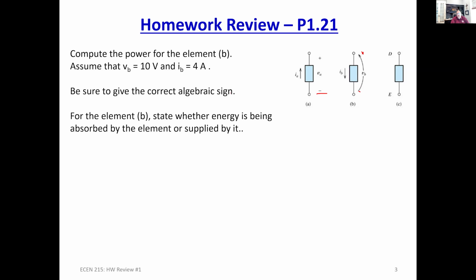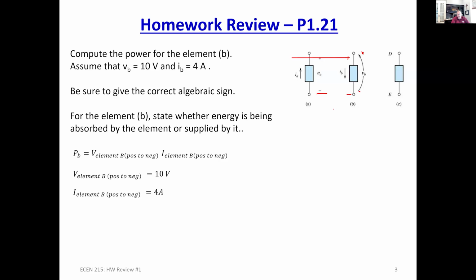So here we're told that VB is 10 volts. Again, this is the positive terminal, and this is the negative terminal. And then IB going from positive to negative is 4 amps, and hence we end up with the same exact equation. Voltage is 10 volts, the current from positive to negative is 4, power is 40 watts. It is being absorbed.